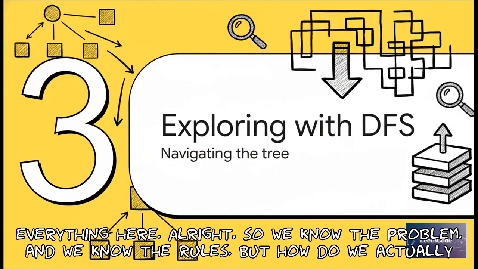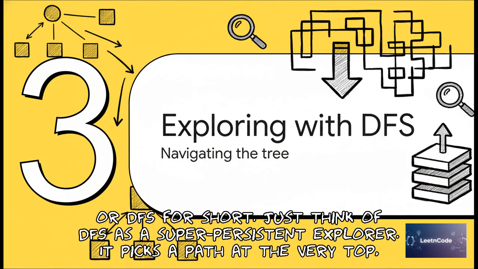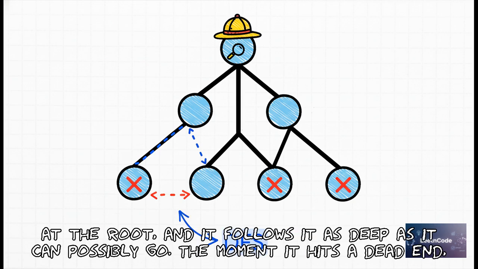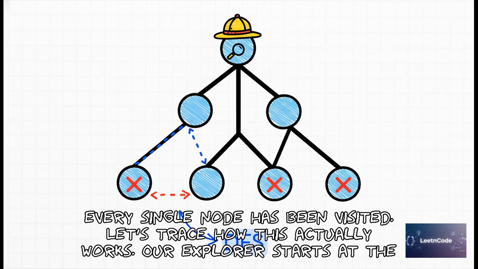All right, so we know the problem and we know the rules. But how do we actually search this thing? Well, our tool of choice is a really powerful algorithm called depth-first search, or DFS for short. Just think of DFS as a super persistent explorer. It picks a path at the very top, at the root, and it follows it as deep as it can possibly go. The moment it hits a dead end, it backtracks just a little bit and then tries the next path. It does this systematically until every single node has been visited.